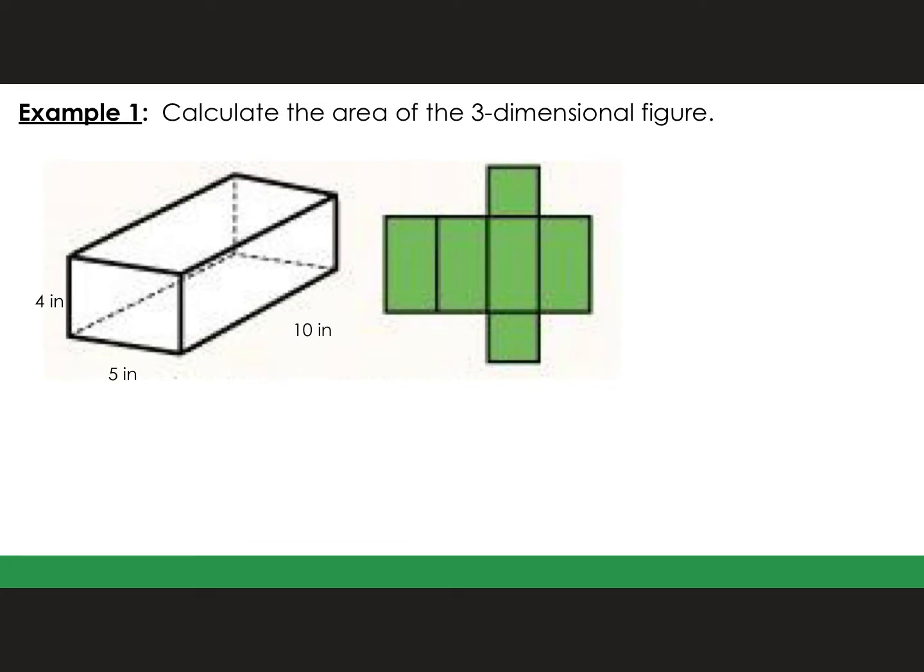So this is a rectangular prism, and the net is what it looks like when you flatten it out. So if you were to unfold a box, think about unfolding a box, what it would look like. And the green picture right there is what it would look like.